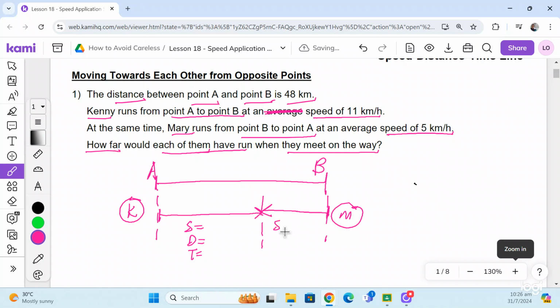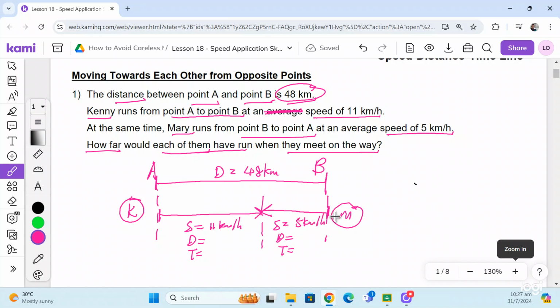Then Mary has one part of the journey, which also has speed, distance, and time, which is another family, right? So you can see that every part of the journey has a family of speed, distance, and time. All right, once you have done the model, the next step is to fill in the numbers. So the distance between the 2 points is 48 km, and Kenny's speed is 11 km per hour. And Mary's speed is 5 km per hour.